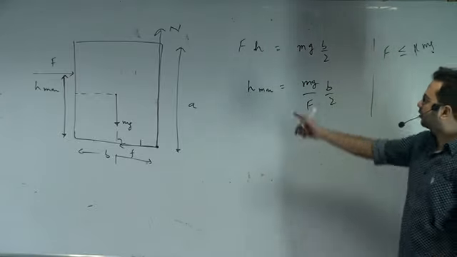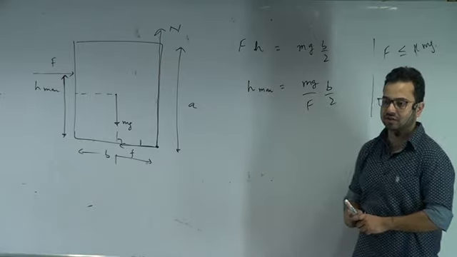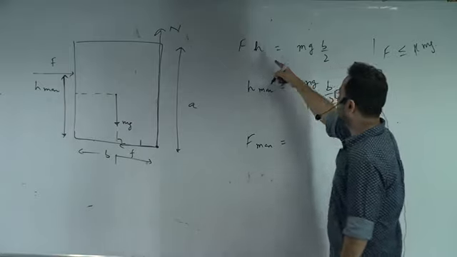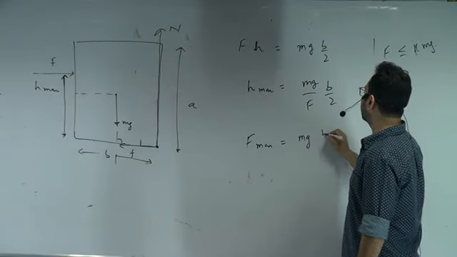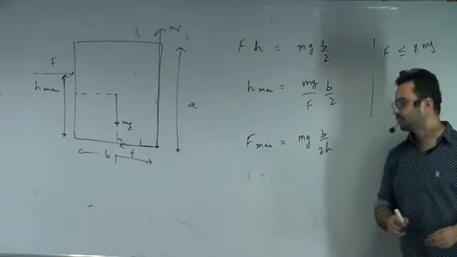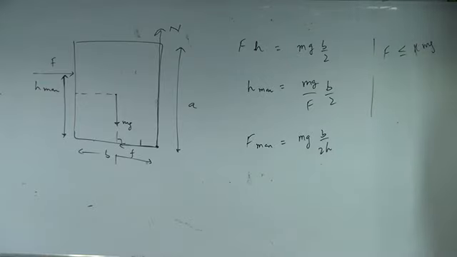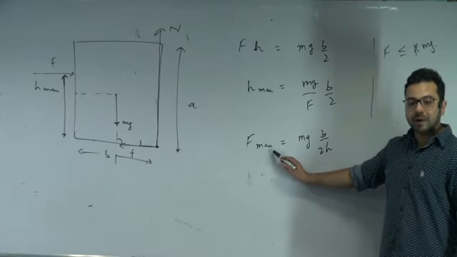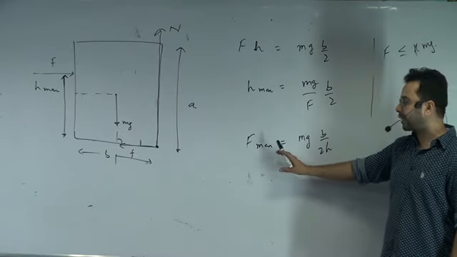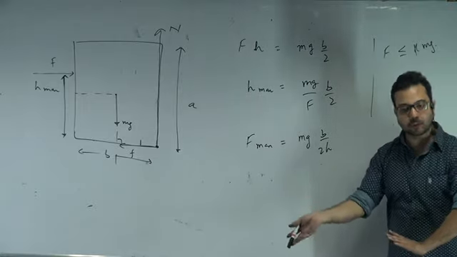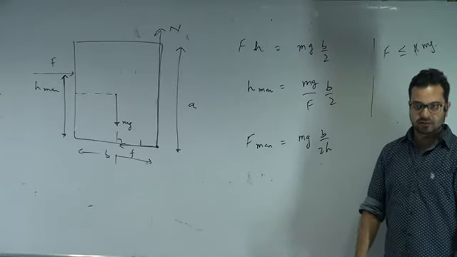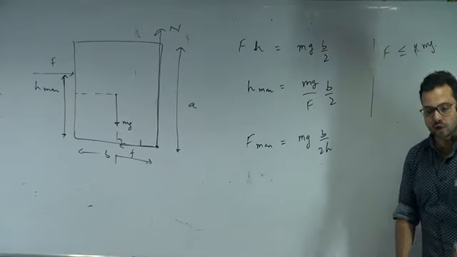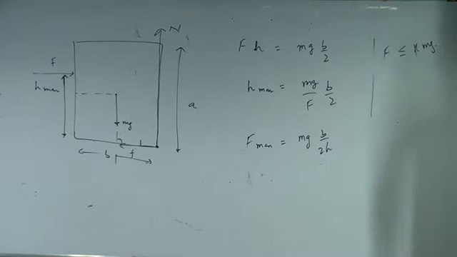Yes, absolutely. Now do the reverse: if you fix h, what will happen? F max would be equal to what? mg b upon 2h. Yes, max. This is the maximum force you can apply so that it does not topple. That is what is meant by max. Or you can say the minimum force you need to apply to make it topple. Same thing.